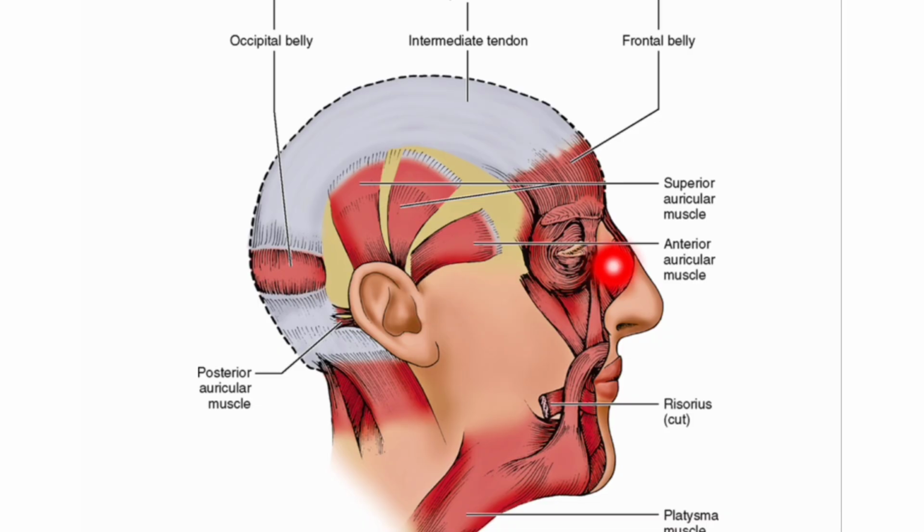So here we go. Here we have the anterior auricular muscle. Now let's talk about the superior auricular muscle. This is the superior auricular muscle. And this is the posterior auricular muscle.